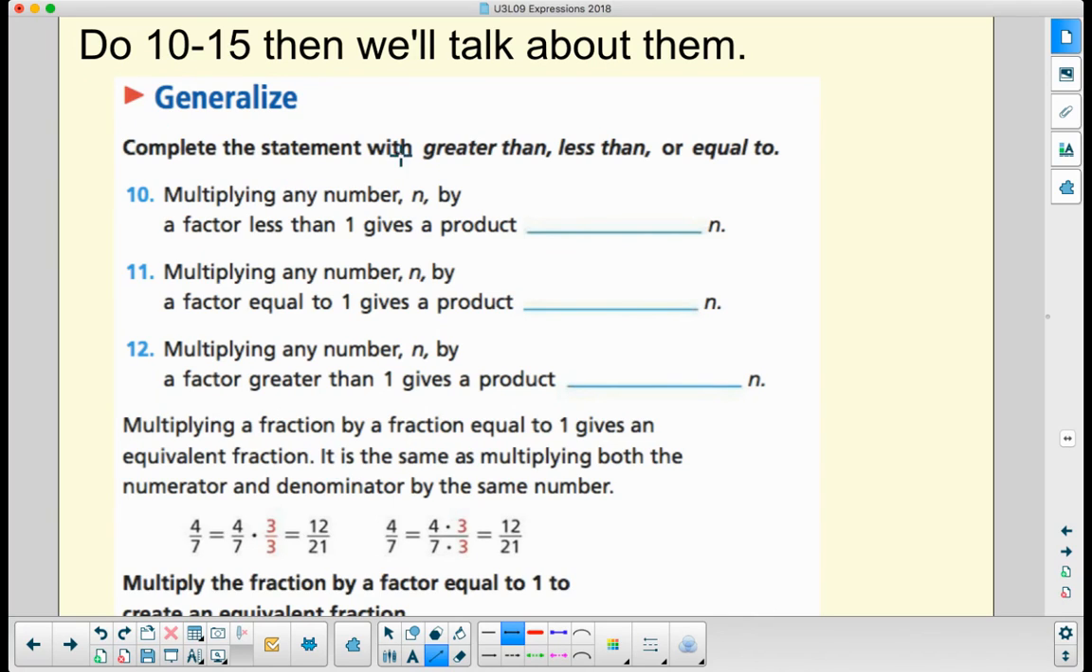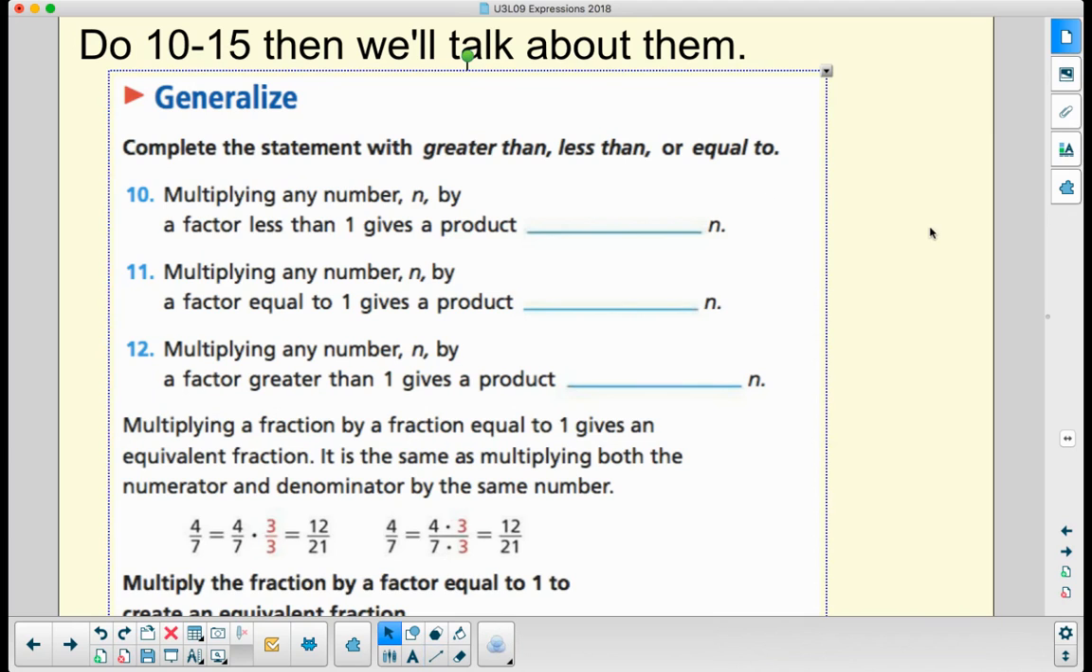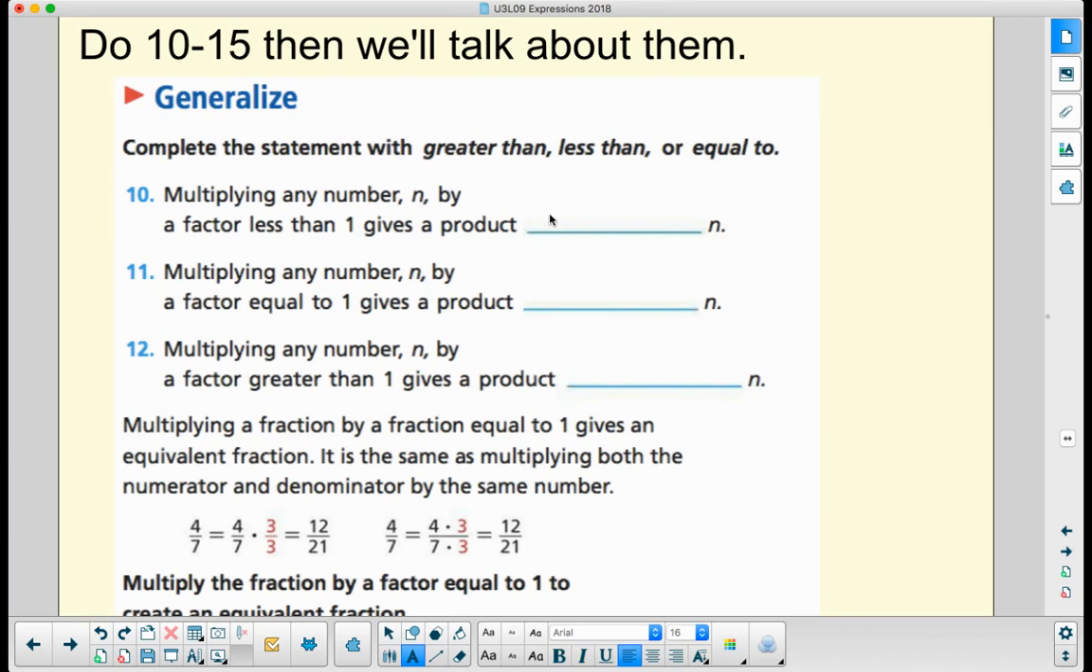All right, you should have completed the statement with greater than, less than, or equal to. So did you get this? Multiplying any number n by a factor less than 1 gives a product less than n. So when I multiply any number by a factor less than 1, so if my other factor is less than 1, it is going to be less than n.